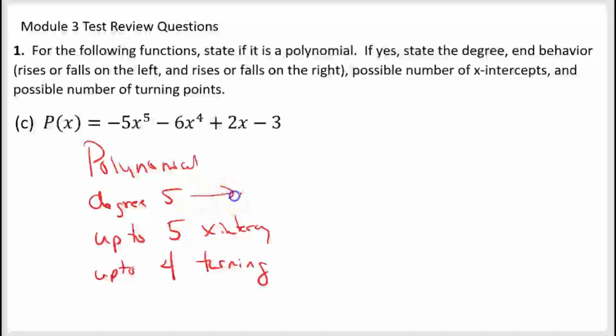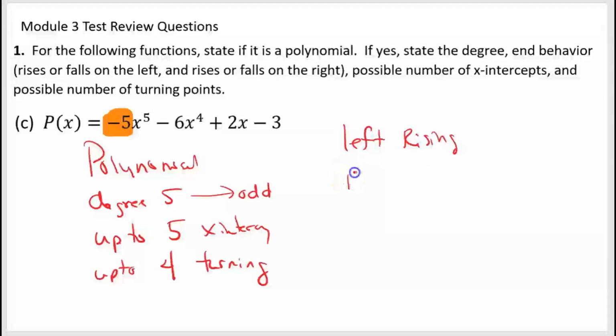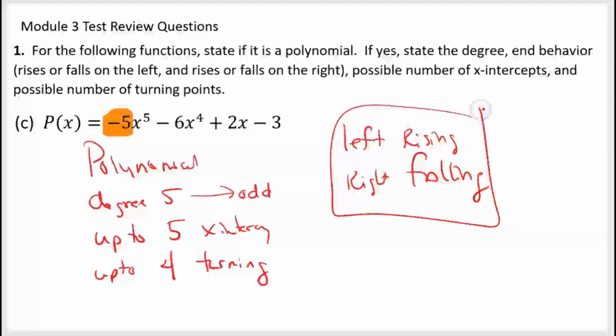Because the degree is an odd number, that means it goes in opposite directions, but because you have a negative leading coefficient this time, a negative 5, that means the left is going to be rising, which is opposite of the last problem, and on the right, the graph will be falling. And again, that's just the information you have to memorize, the 4 cases.